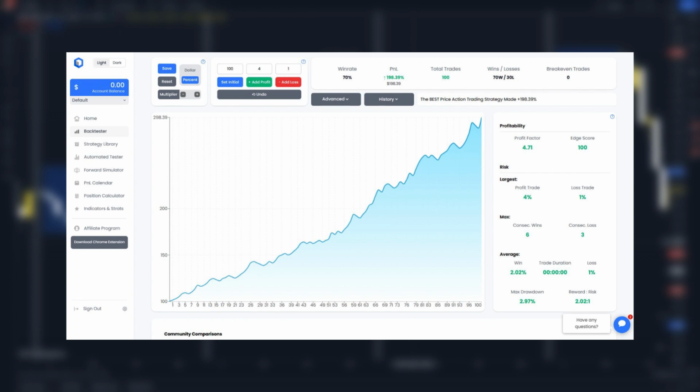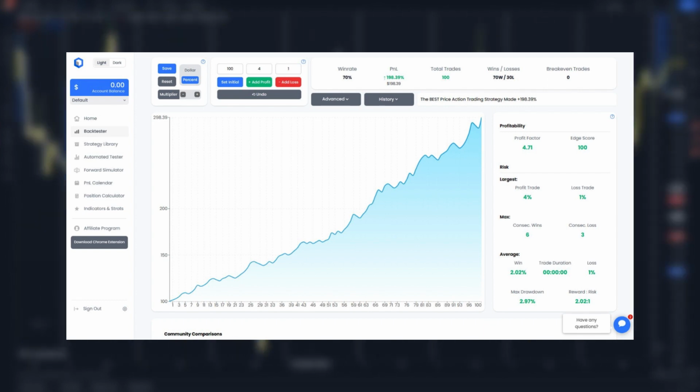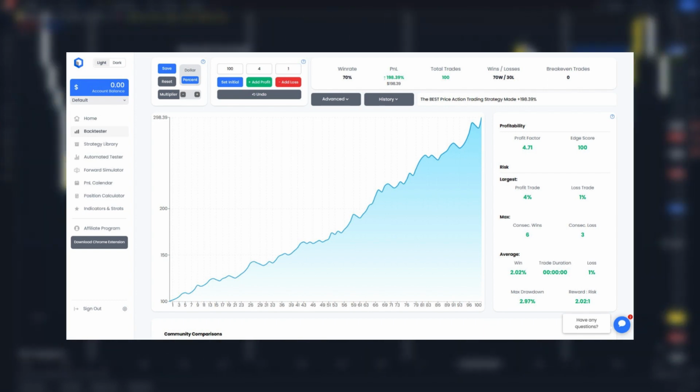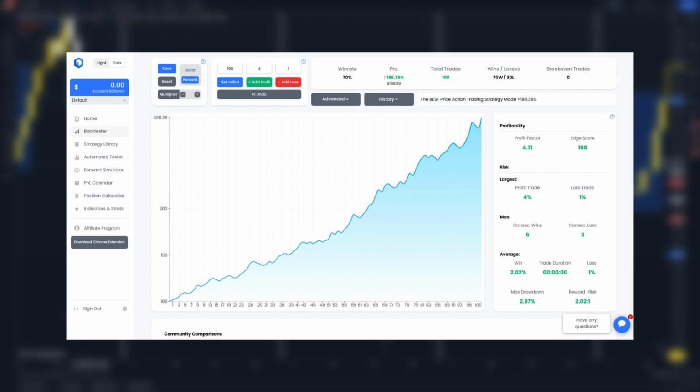What an impressive strategy with a 70% win rate over 100 trades, making an amazing 198.39% profit. This price action strategy is so easy to use, set up, and takes very little time actually trading on the charts, meaning you could spend that important time doing important things.